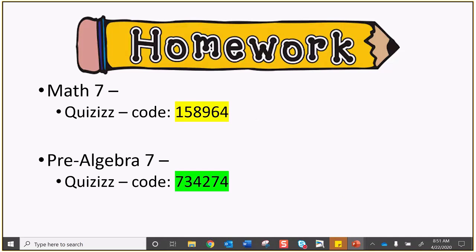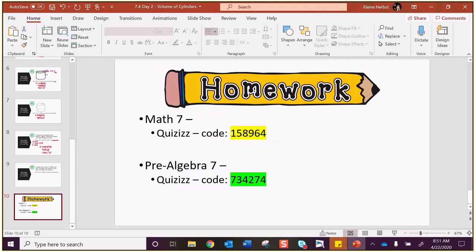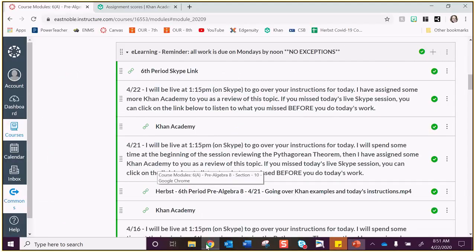Your homework today is a quizzes activity. Please, please, please make sure, because I'm using the same PowerPoint for both classes, that you're using this code right here. So write this down in your notebook: 158964. That is your code in yellow highlighted there. That's your code for the quizzes activity. 158964. I think there's 10 today.